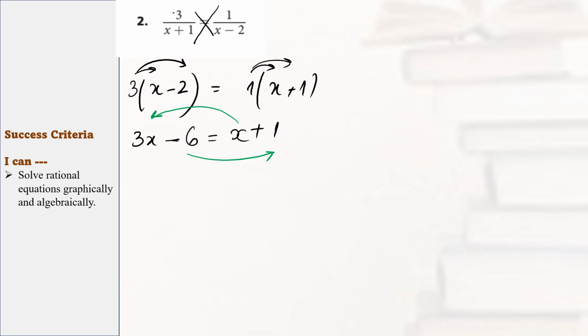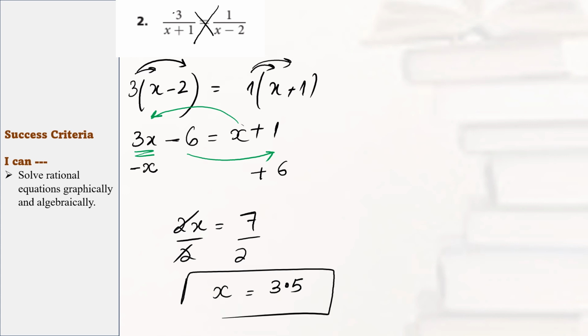Why? The reason is that we have the x, not the x power 2 or x square. So bring the x on the other side, you will get minus x. Bring the minus x on the other side, you will get plus 6. So 3 minus 1 is 2x and 6 plus 1 is 7. Divide both sides by the 2 to get rid of this 2 and find the value of x. 7 divided by 2 gives us 3.5.